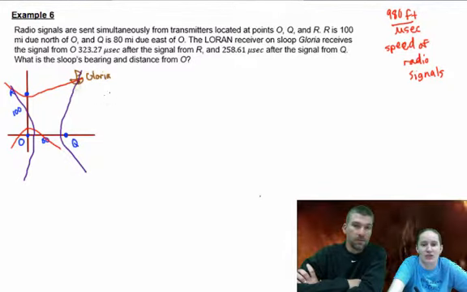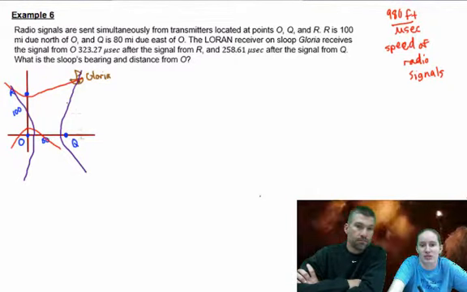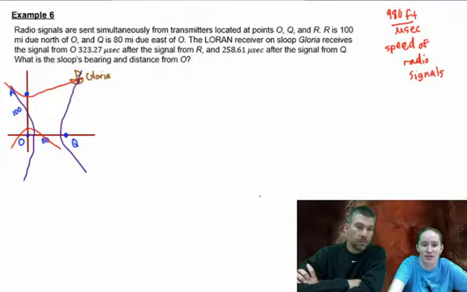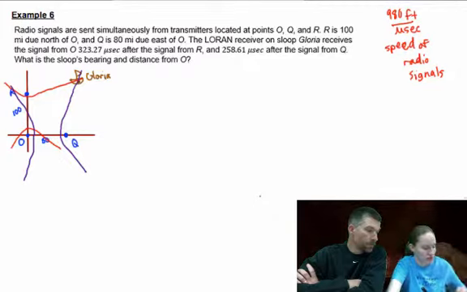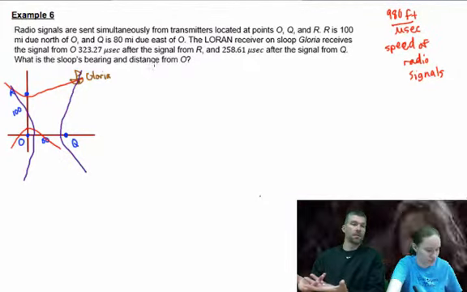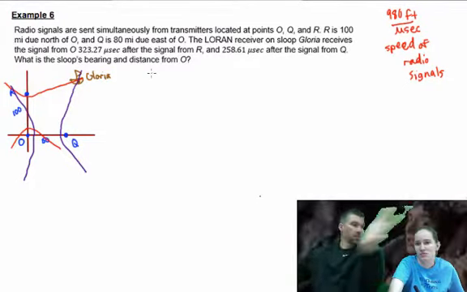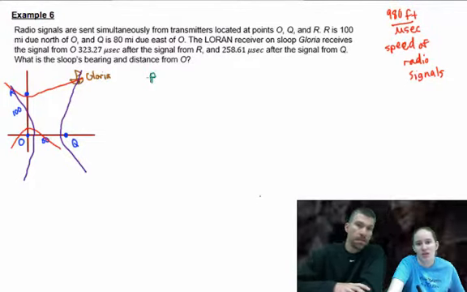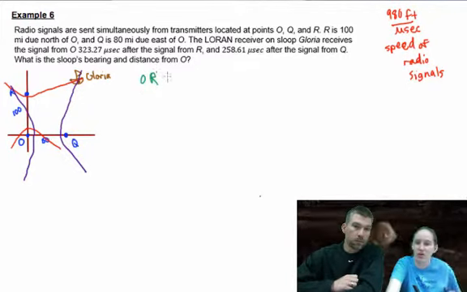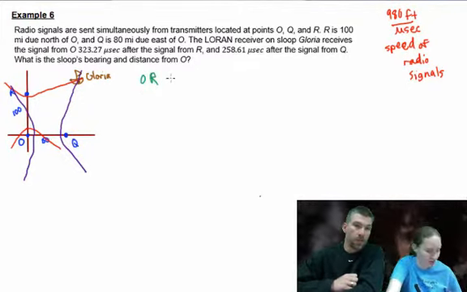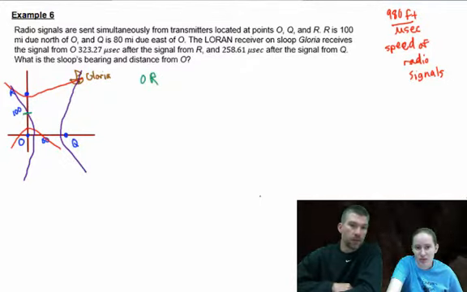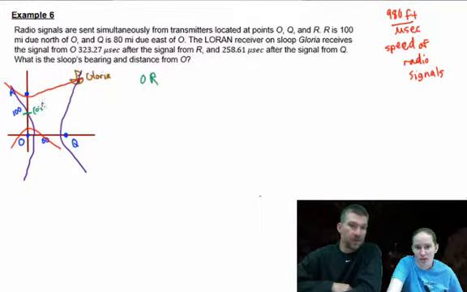All right, so what we're trying to do is find the 2 equations for these 2 hyperbolas, and then if we can graph them and find the point of intersection, that's where Gloria is. Okay. So, step number 1. When the radio wave comes off, it goes out in that shape. So the OR hyperbola that we have, O and R are the foci of that hyperbola. And it would have a center halfway, right? So at (0, 50).